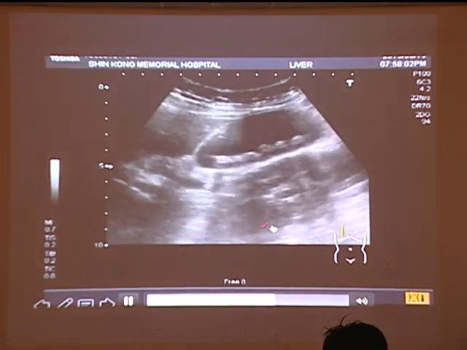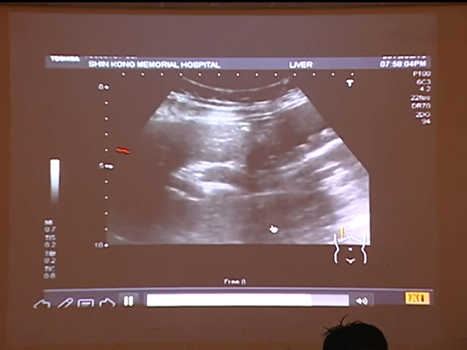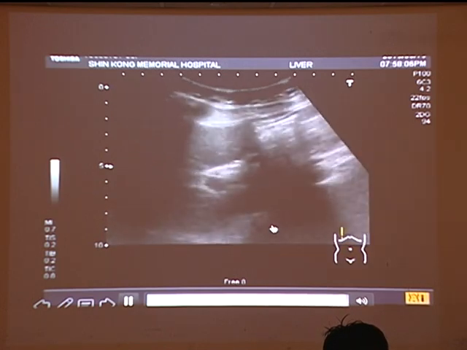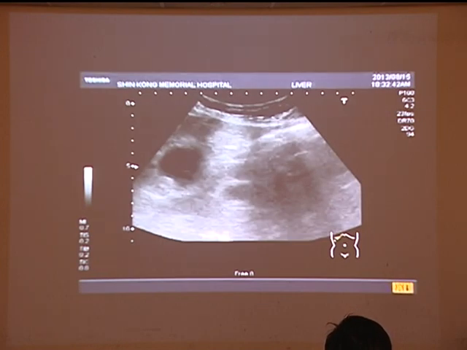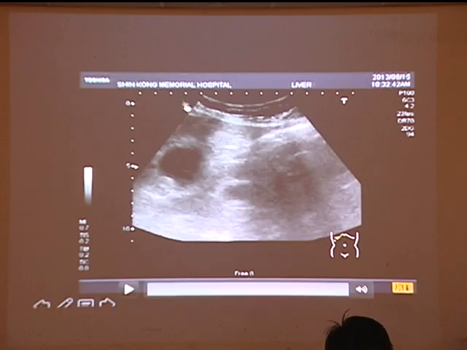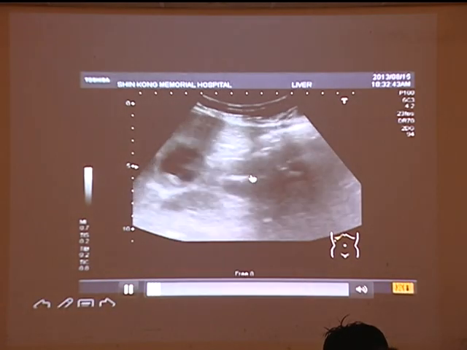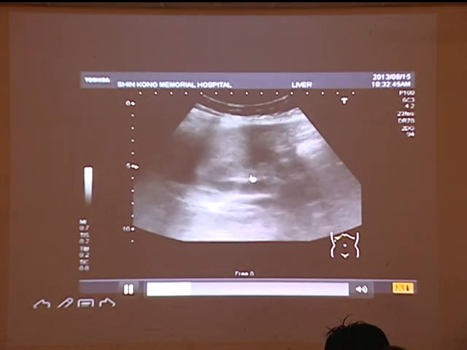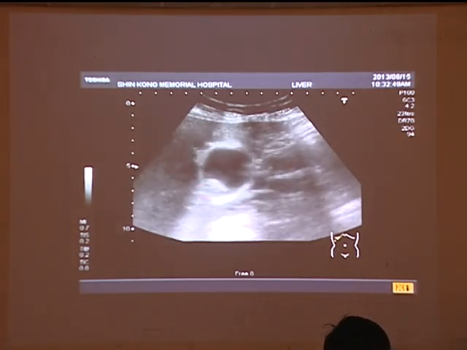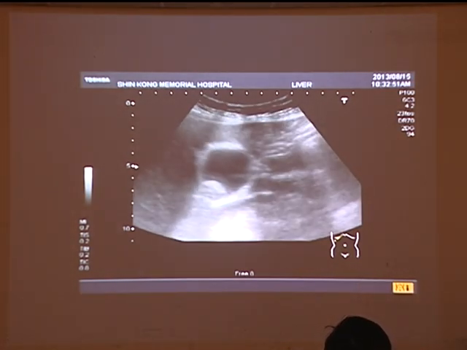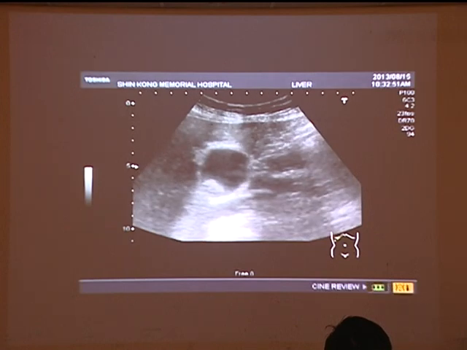Gallstone, multiple gallstones with occlusive shadow. This is the portal vein here. The next one is also a gallstone, with a bigger gallstone. So you can see the occlusive shadow is more prominent. One bigger stone, more prominent occlusive shadow.